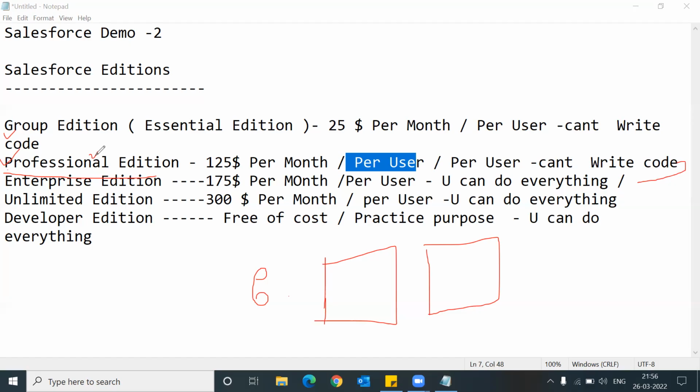Because I told you yesterday, 50%, 60% of an application you can build through point and click, which means an administrator, with no need to write code. If I'm talking about sales activities and you have a small company, most things you can do through the professional, group, or essential editions. It means your requirements are fulfilled through these editions as well.